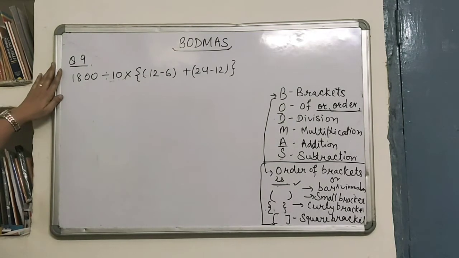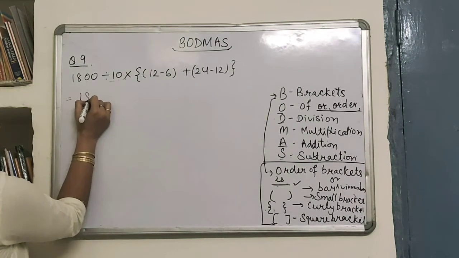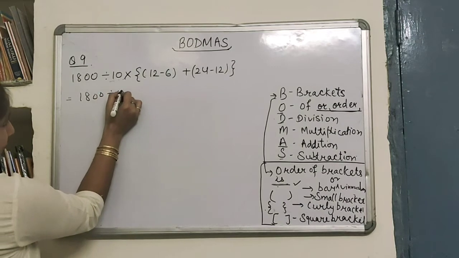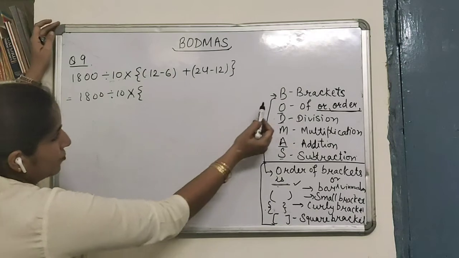Now question number 9, students. This is the statement I am solving in front of you. 1800 divided by 10 multiplied by curly bracket will come here, because we need to solve the brackets.